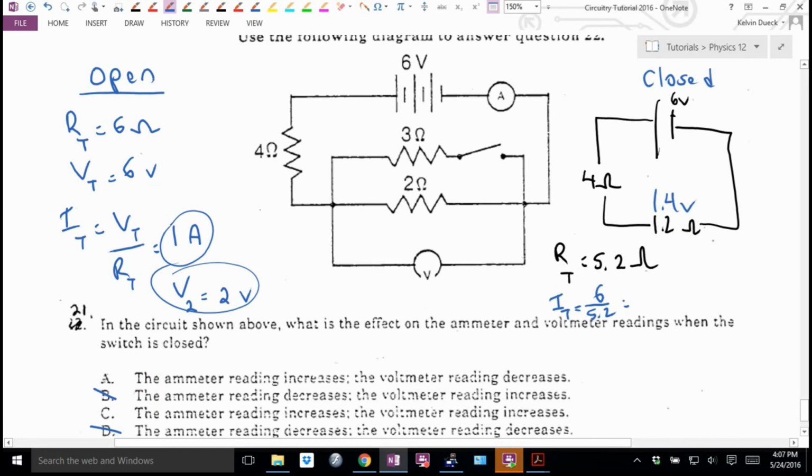How many volts was I losing going through here before? 2. How many volts when I close the switch do I lose going through there? Which really means, by the way, this is now 3.6. This has gone up, right? Instead of this being 4 volts and 2 volts, this will now be 4.6 volts. It's gone up, but here this has gone down. So the ammeter reading increases, the voltmeter reading decreases.